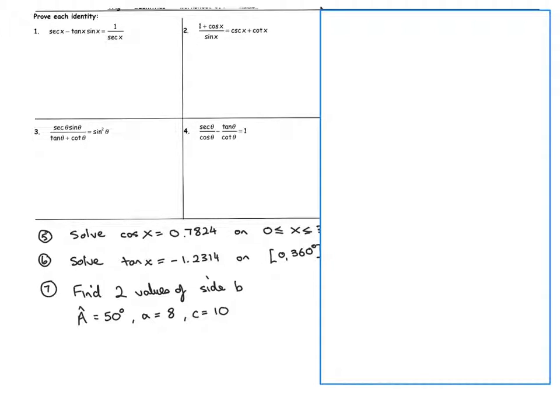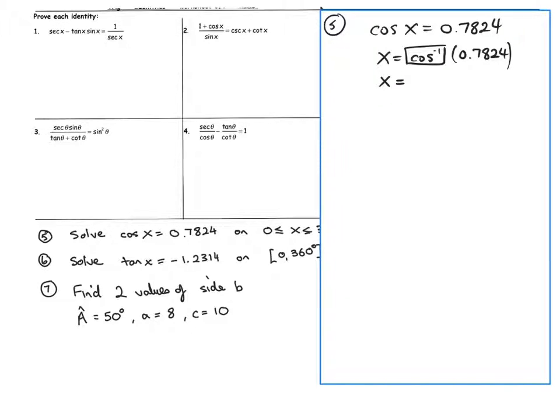So we're on the whiteboard now. So we've got cos x equals 0.7824. So we know that x equals cos negative 1 of 0.7824, and therefore x equals, we get 38.52 degrees.